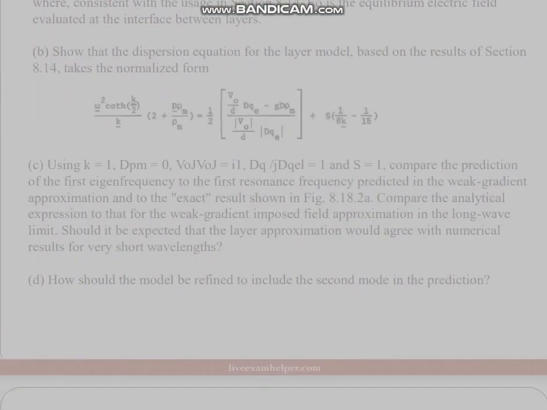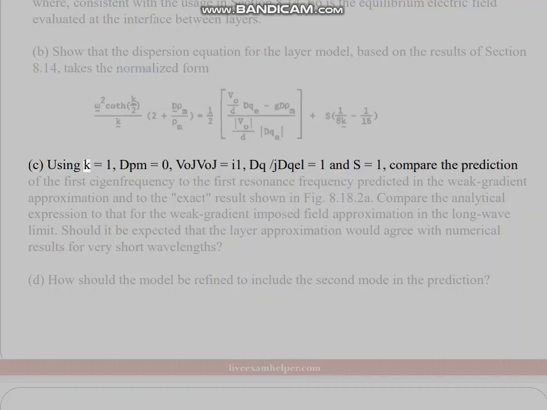Where, consistent with the usage in Section 8.14, E0 is the equilibrium electric field evaluated at the interface between layers. B. Show that the dispersion equation for the layer model, based on the results of Section 8.14, takes the normalized form.